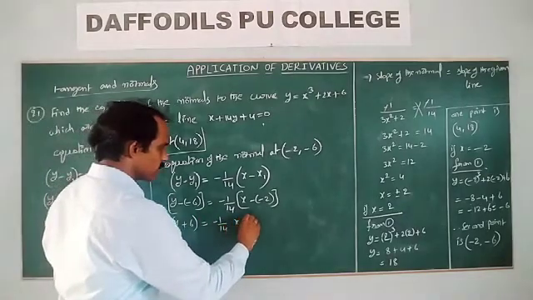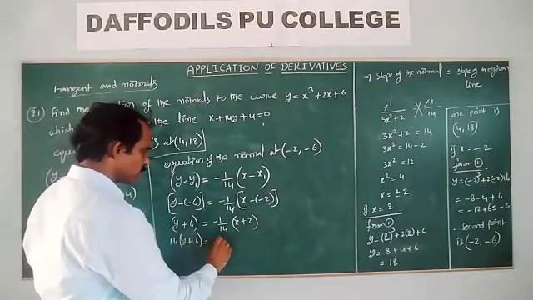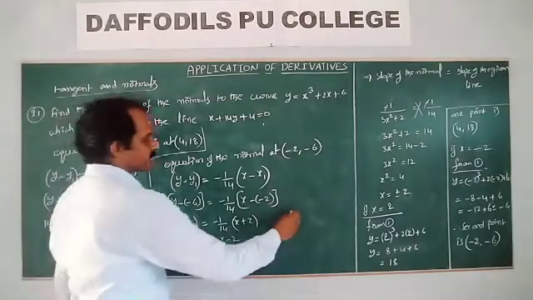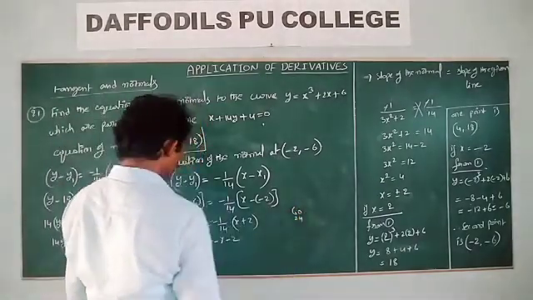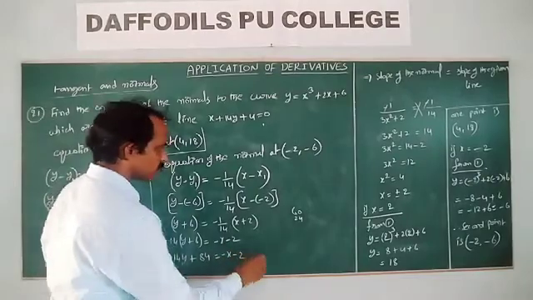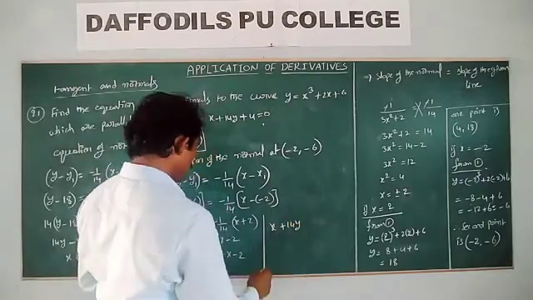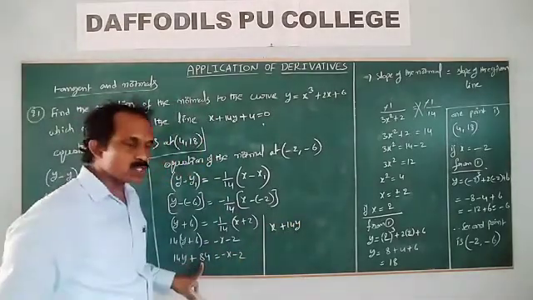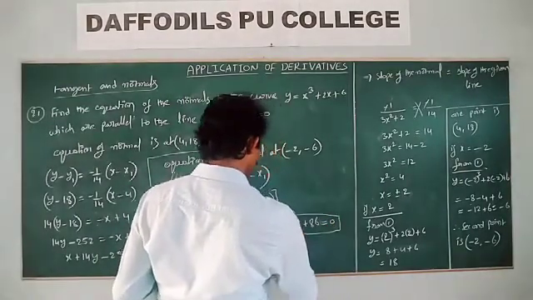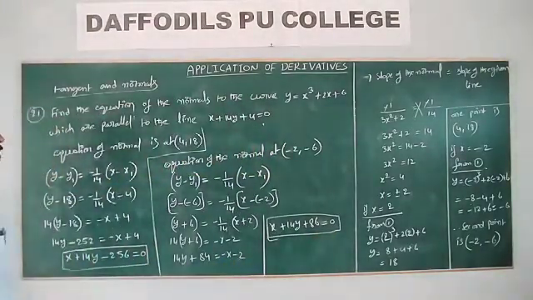is equal to minus 1 by 14 times (x plus 2). Multiplying by 14, 14(y plus 6) is equal to minus x minus 2. So 14y plus 84 is equal to minus x minus 2. Finally, taking this to one side, x plus 14y plus 86 is equal to 0. So this is one normal equation and this is the other normal equation.